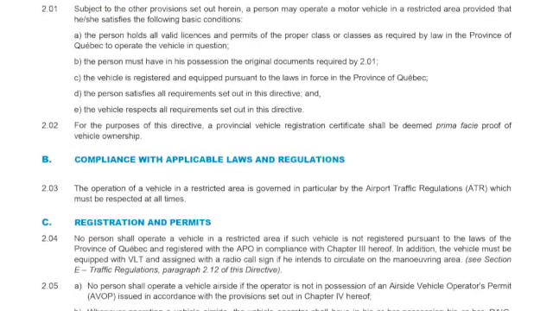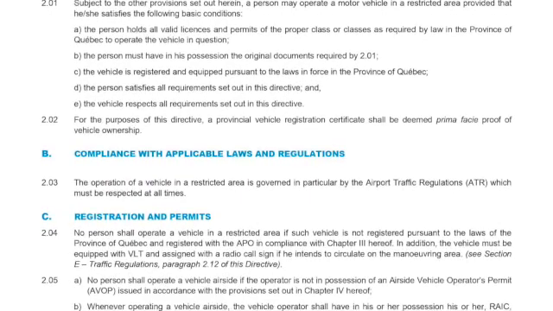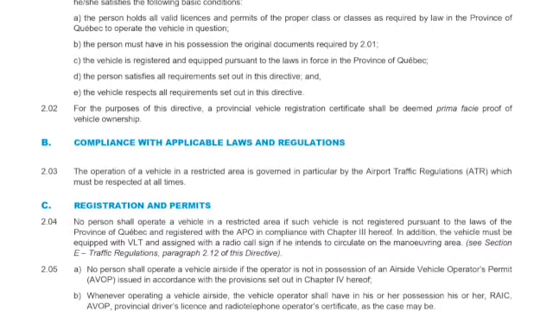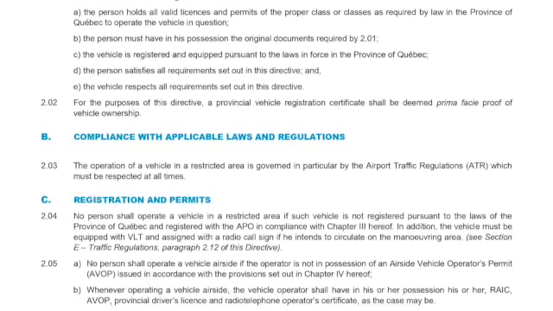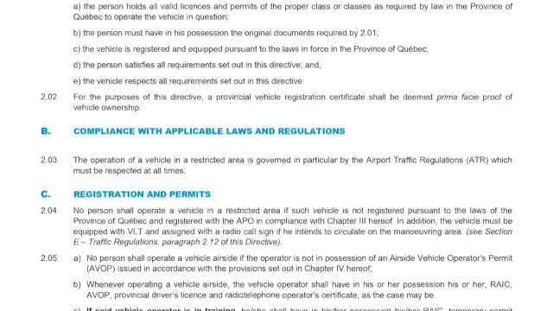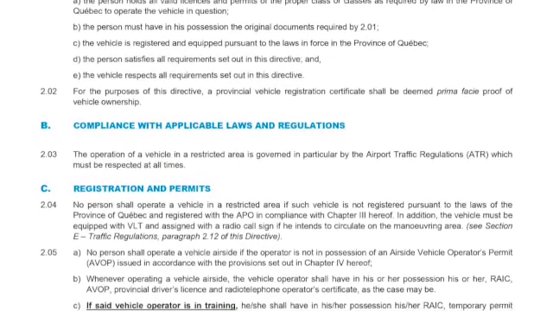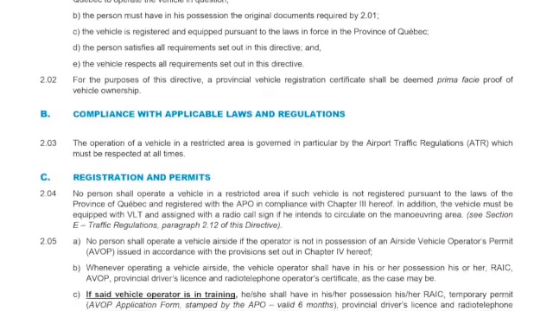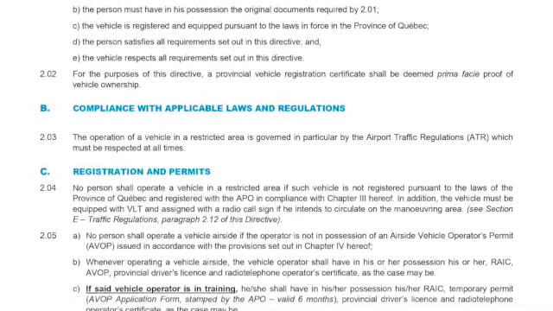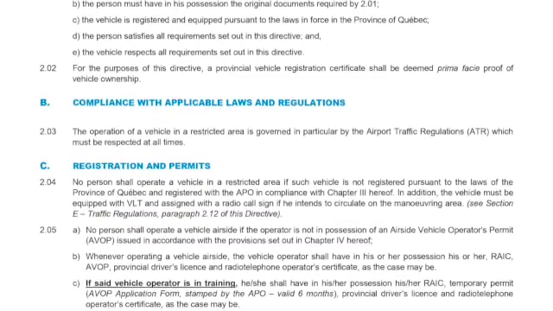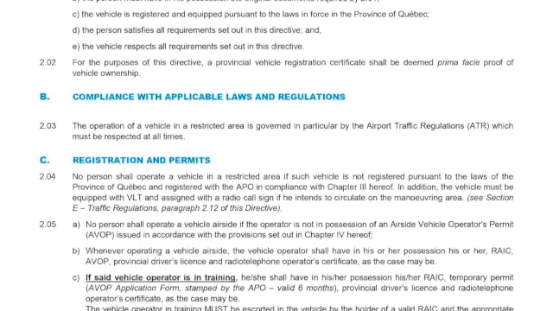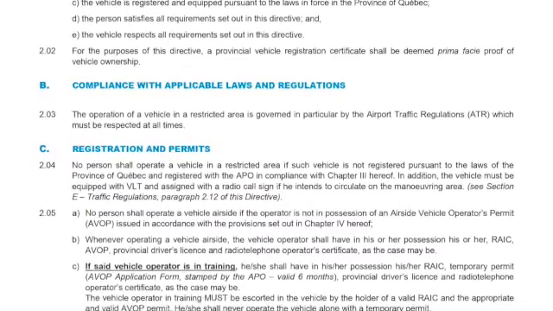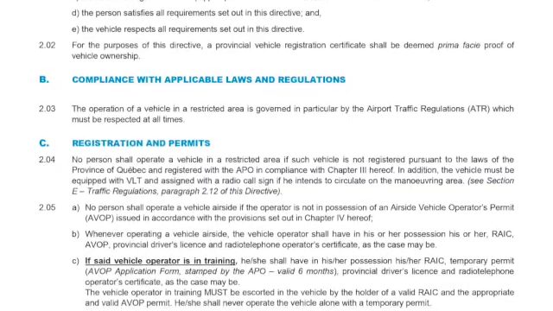C. Registration and permits. 2.04. No person shall operate a vehicle in a restricted area if such vehicle is not registered pursuant to the laws of the province of Quebec and registered with the APO in compliance with Chapter 3 hereof. In addition, the vehicle must be equipped with VLT and assigned a radio call sign if it is intended to circulate on the maneuvering area. See Section E, Traffic Regulations, Paragraph 2.12 of this directive.